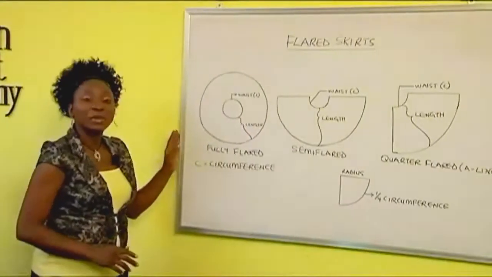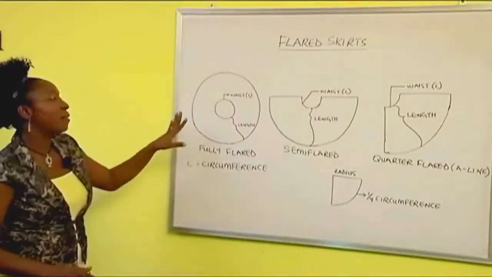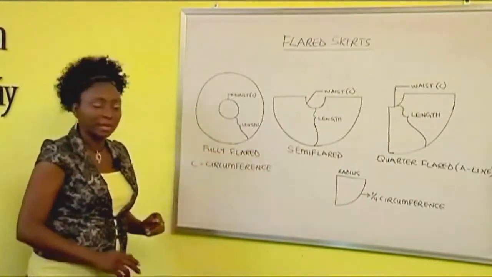Flared skirts are cut in circles, semicircles, or quarter circles. Let's go to the board and see how it looks. We can see that we have three different kinds of flared skirts.